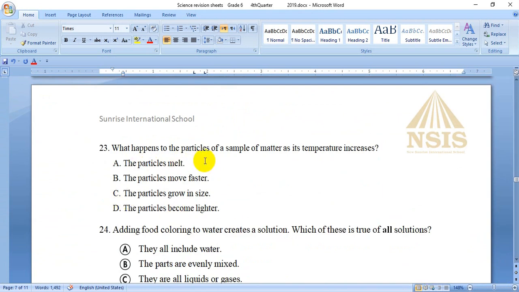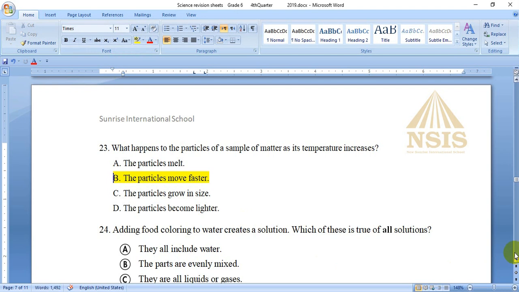What happens to the particles of a sample of matter as its temperature increases? As the temperature increases, it means that particles get more energy. And when they get more energy, the particles melt, the particles move faster, the particles grow in size, the particles become lighter. When they get more energy, what happens? Yes, they move faster. So the answer will be letter B.